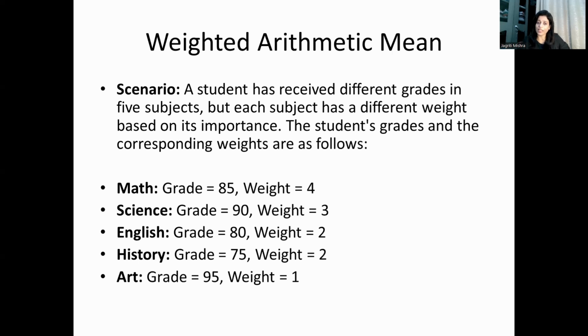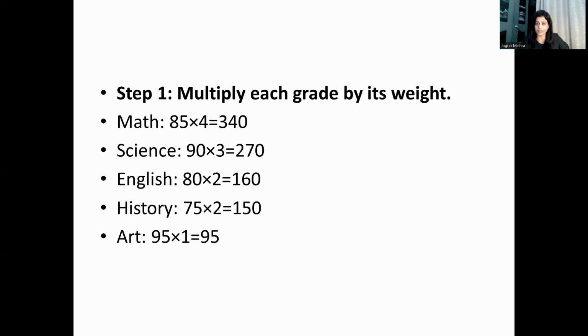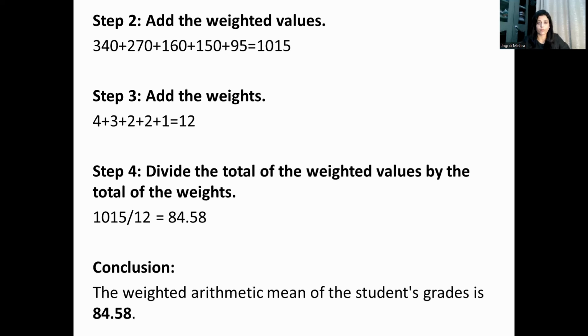So what would we do here? We will multiply each of these grades by their weights and then calculate their total and divide it further. So here, the first step is multiplying each of the grades by its weight. So 85 into 4 for maths, and then science, English, history, and art. Each of these grades have been multiplied by the weights assigned to the subjects. In the next step, we would add all these weighted values. So we will get 1015.